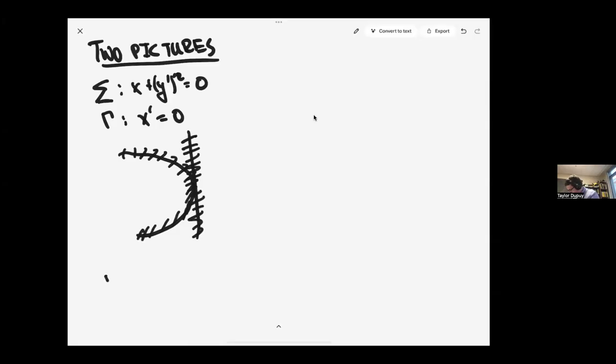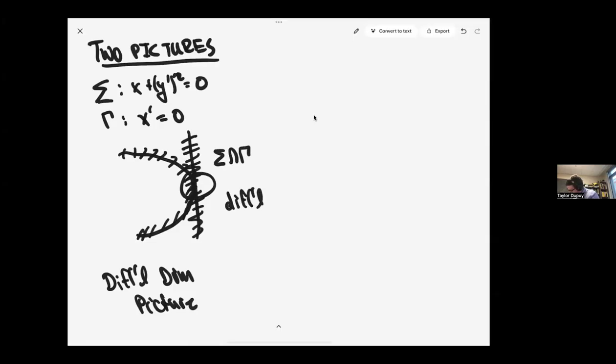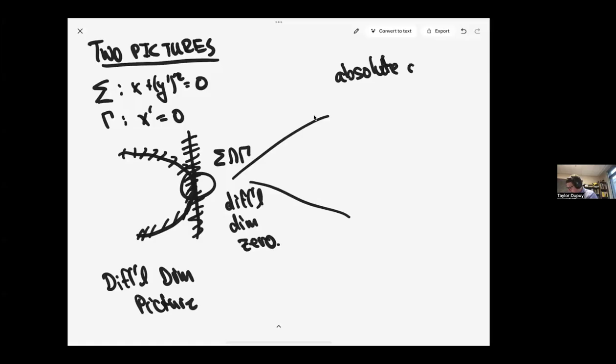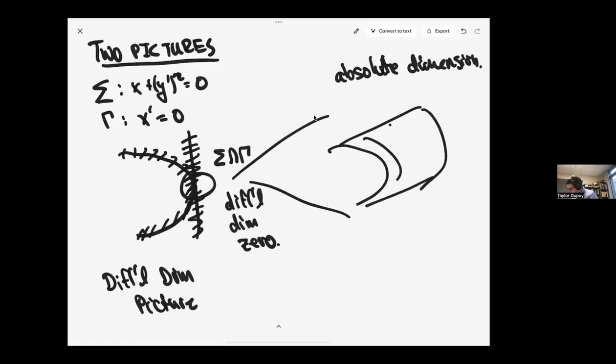So this is the differential dimension picture, right? And they intersect here, have differential dimension 0 intersection. Okay. And what you can do is you can actually zoom in here to get a picture in absolute dimension, and you can look at what the components of these things are, and you end up getting something here that's going to be a positive dimension.